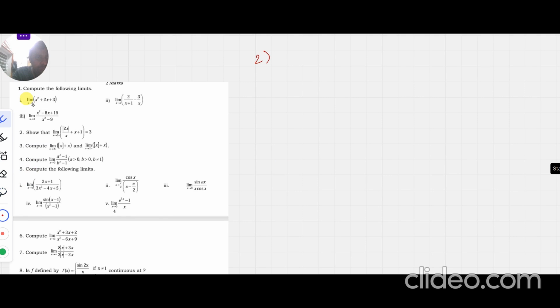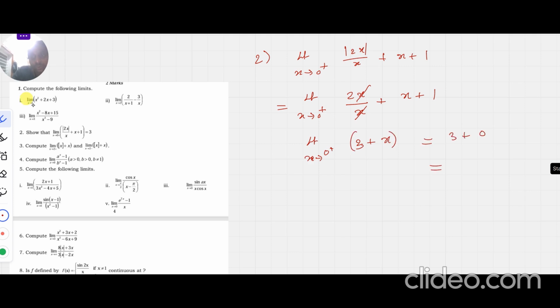Show that limit x tending to 0 plus of (modulus of 2x by x plus x plus 1) is equal to 3. We need to show. Limit x tending to 0 plus, and x greater than 0, the modulus of 2x becomes 2x only, plus x plus 1. So x gets cancelled. Limit x tending to 0 plus, so 2 plus 1 means 3, 3 plus x. So substitute x equal to 0, and 3 plus 0 is equal to 3.